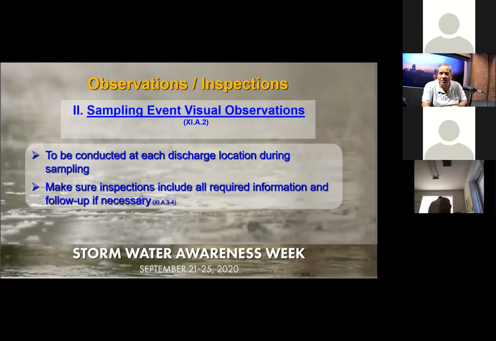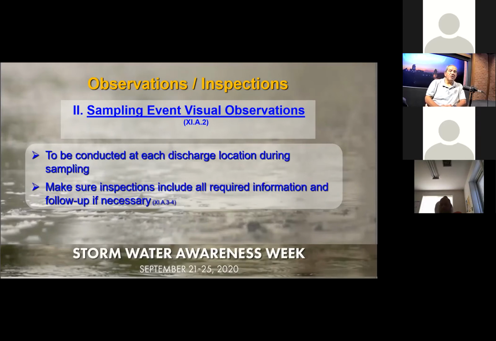So now let's talk about sample event observations. They need to be conducted at the drainage location during sampling. Some people, if they're blessed, have only one outfall or point of discharge. Other people have multiple outfalls or points of discharge. Wherever you grab a sample, you're required to do your observations simultaneously.